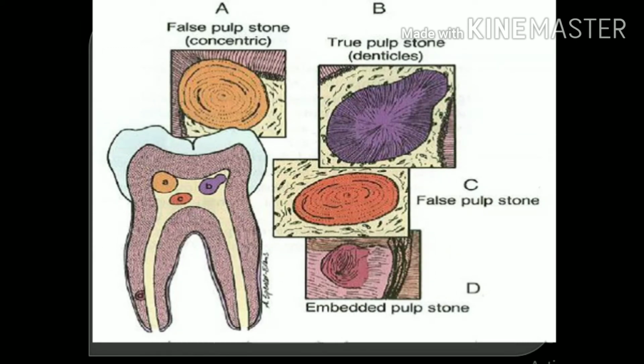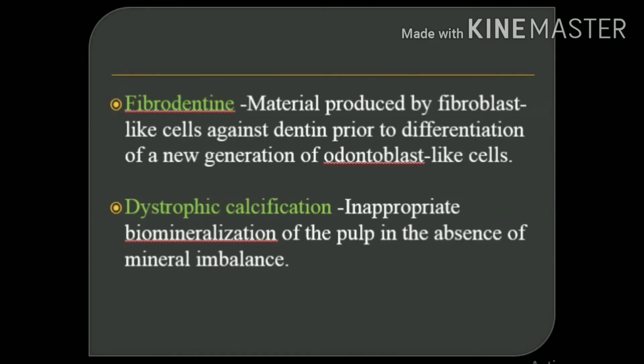embedded, or adherent. Now the fibrodentin is material produced by the fibroblast-like cells against dentin prior to differentiation of a new generation, and that is going to lead to fibrodentin. Dystrophic calcifications can also be seen. Inappropriate biomineralization in the absence of mineral imbalance is going to lead to dystrophic calcification.